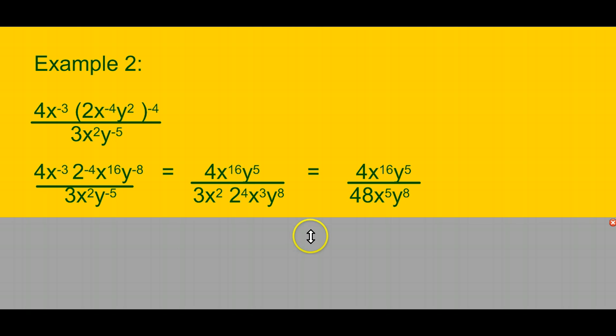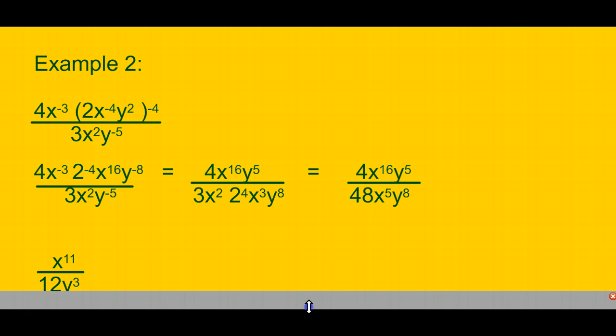4 over 48 is a traditional fraction that reduces to 1/12. So we have 1 over 12. Our x's, there's 16 on top, 5 on bottom, so there's 11 more x's on top, so we have x to the 11th on top. And finally the y's, you have 5 on top, 8 on bottom. There are 3 more y's on bottom, so we stay with y to the third on the bottom of our fraction. So our final answer is x to the 11th over 12y to the third.